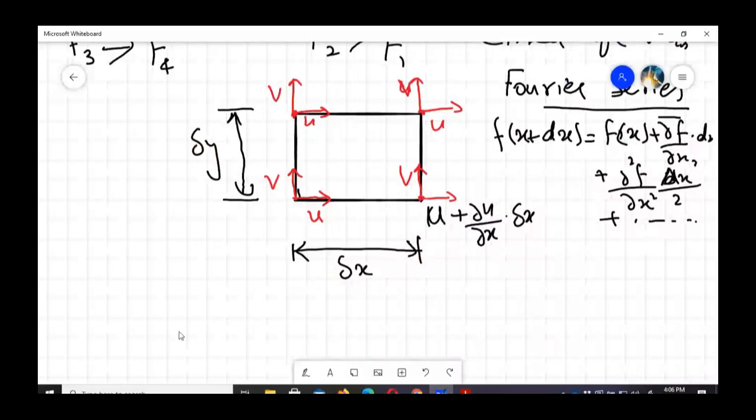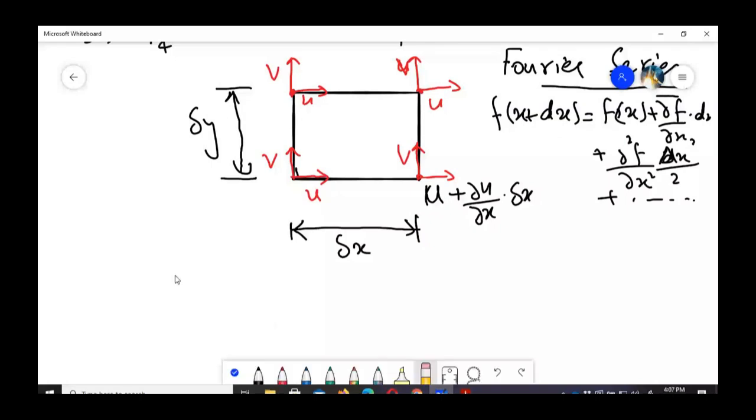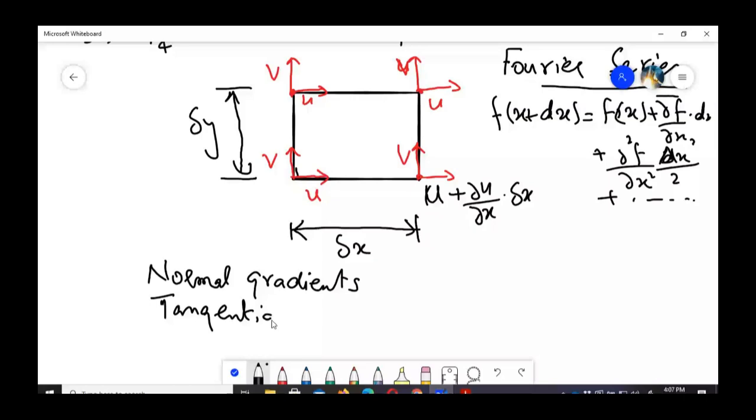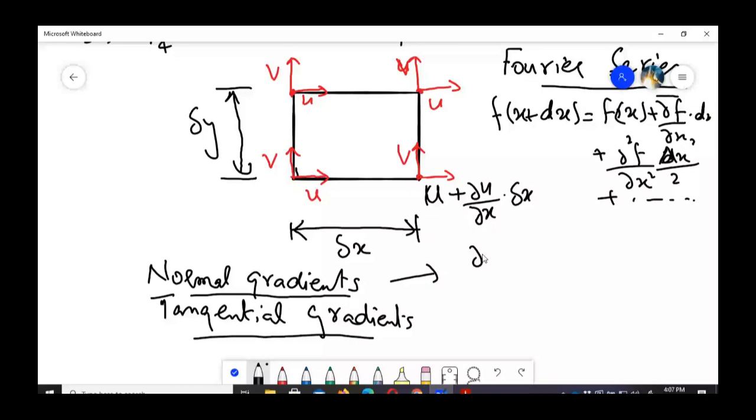Now there are two types of velocity gradients. One is the normal gradients, and one is tangential gradients. Which are the normal gradients? Partial u by partial x, partial v by partial y, that is, if the velocity is changing in the same direction in which the velocity is, then that is the normal velocity gradient, and partial w by partial z.